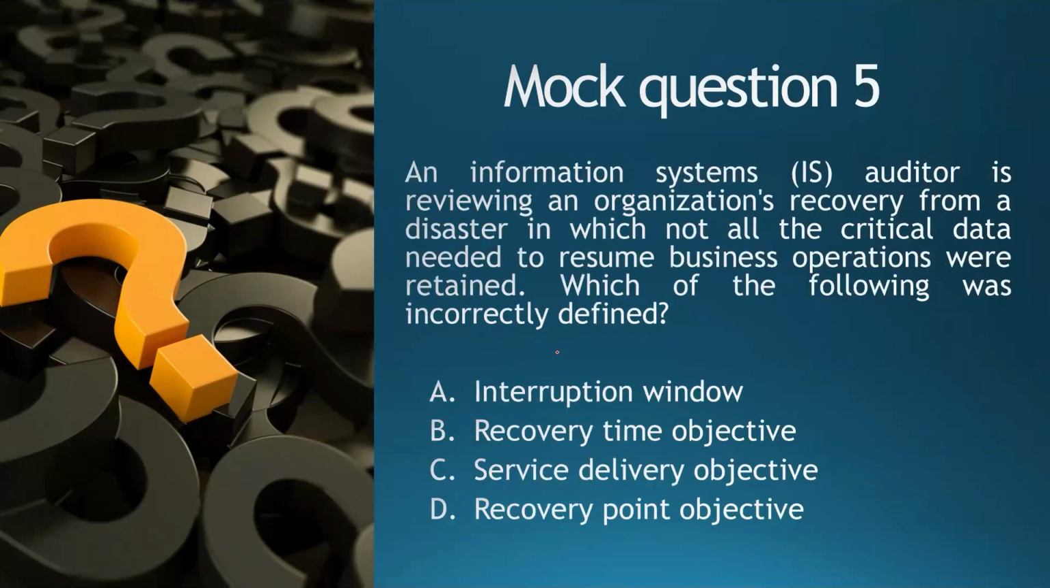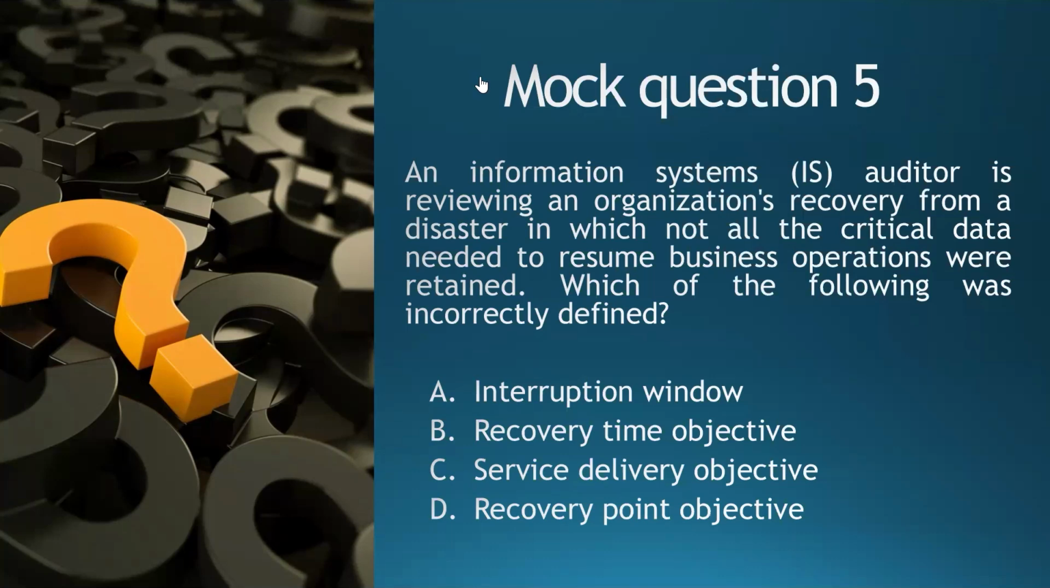We will move to the next question. An information systems auditor is reviewing an organization's recovery from a disaster in which not all the critical data needed to resume the business operations were retained. Which of the following was incorrectly defined? Interruption window, recovery time objective, service delivery objective, recovery point objective. As you can see the confusion is between B and D.